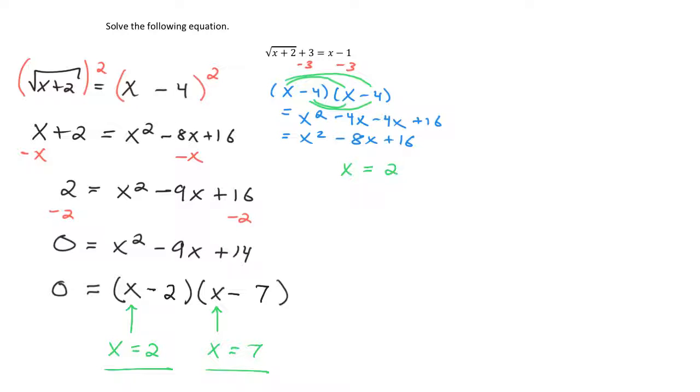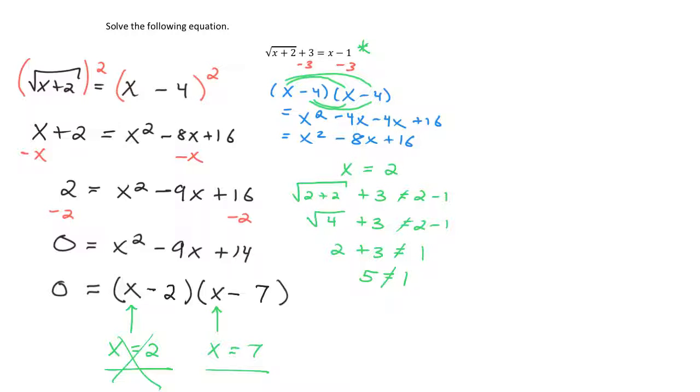So I go back to my original equation, and I'm going to put a 2 in place of every single x. I get the square root of 2 plus 2, plus 3, is equal to 2 minus 1. Square root of 2 plus 2, that's 4, plus 3 is equal to 2 minus 1. Square root of 4 is 2. 2 minus 1 is 1. Okay, this is not going to work. 5 equals 1. That's false. Since this is not true, it must be that x equals 2 is not a solution. So that one's extraneous, doesn't work.